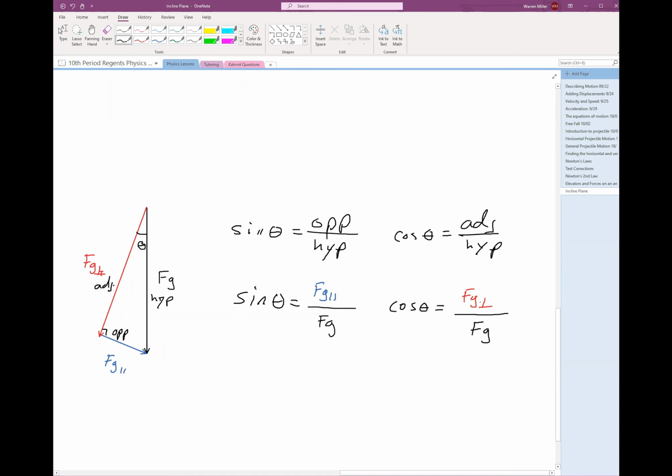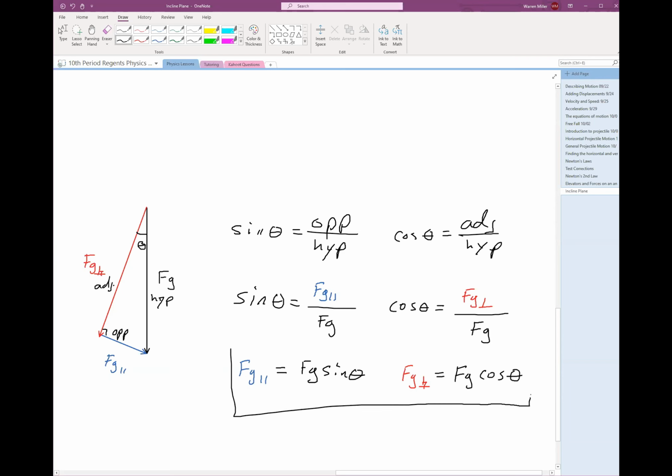To get FG perpendicular and parallel by themselves, I'm just going to multiply both sides by FG, and flip them so they're on opposite sides. So FG parallel is equal to FG sine theta, and FG perpendicular is equal to FG cosine theta. These two equations, super, super, super important.